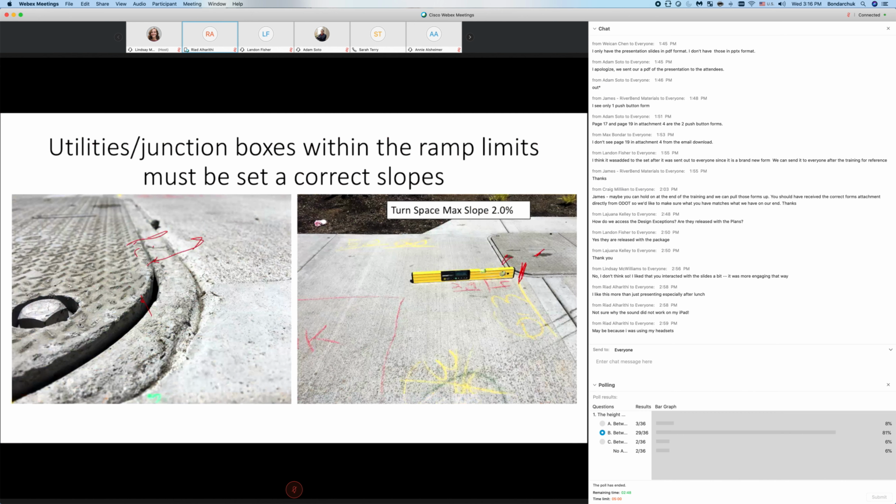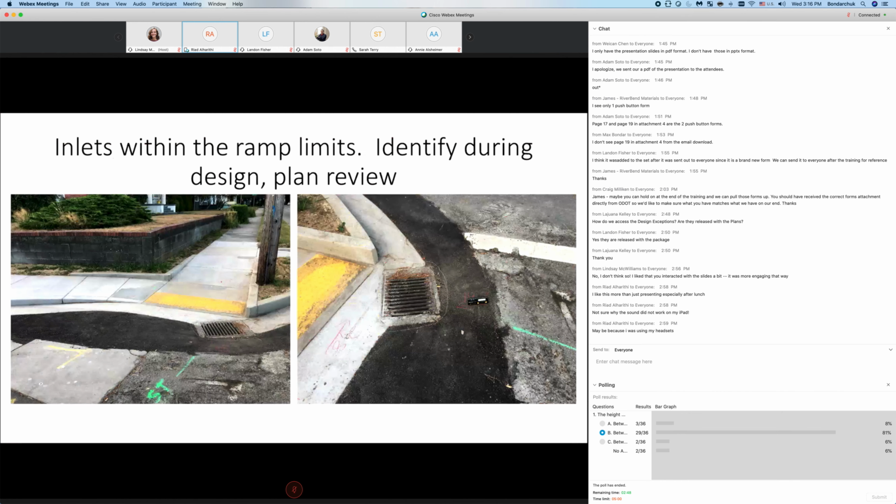Other reasons for failure: an inlet within the ramp, or the pedestrian path, even outside the ramp but in the path of it, is a failure. Remember the construction inspection form, the curb ramp inspection form: inlet crossing, that's definitely yes, and that would be a fail. So if you can avoid this, that would be better.